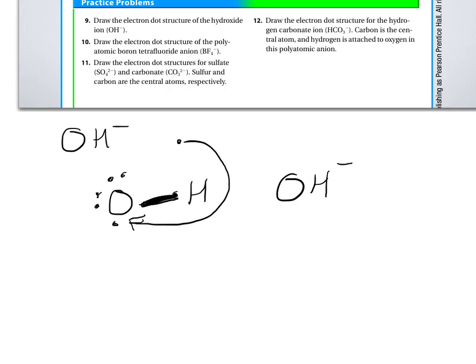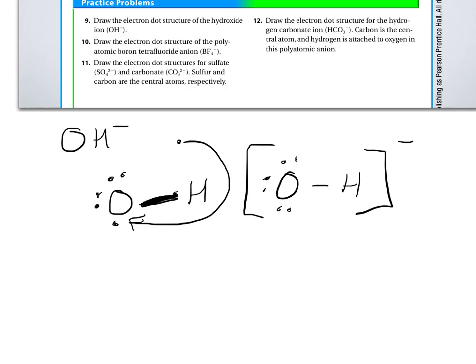Whoops. I should actually draw my bond in there. Let's erase that here. So I get oxygen bonded to hydrogen. I've got unshared pairs of electrons there, and I would put the whole thing in brackets and give it a negative sign.